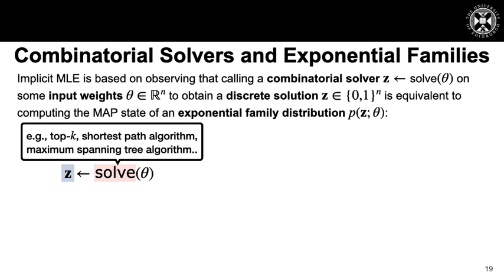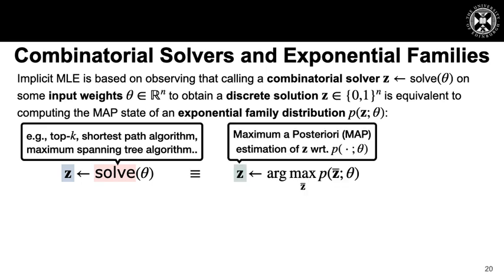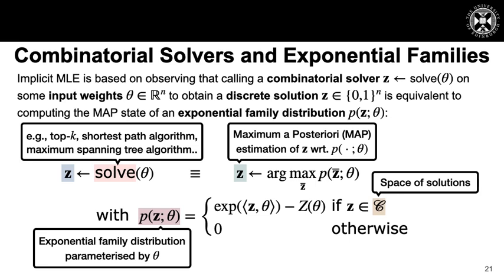Implicit MLE is a recent solution to this problem. Without going too much into details, implicit MLE is based on the observation that invoking a combinatorial solver on some input weights theta to obtain a discrete solution z is equivalent to computing the maximum a posteriori, or MAP for short, state for a distribution P over all the possible solutions parameterized by theta. And this is an exponential family distribution for which we know how to compute maximum likelihood gradients. Note that this distribution is not constructed explicitly by IMLE, but IMLE draws samples from this distribution by using Perturb-and-Map.